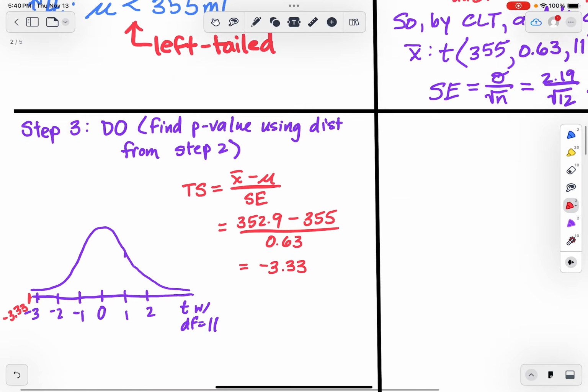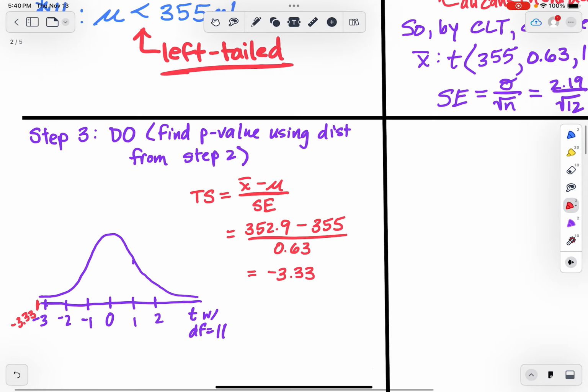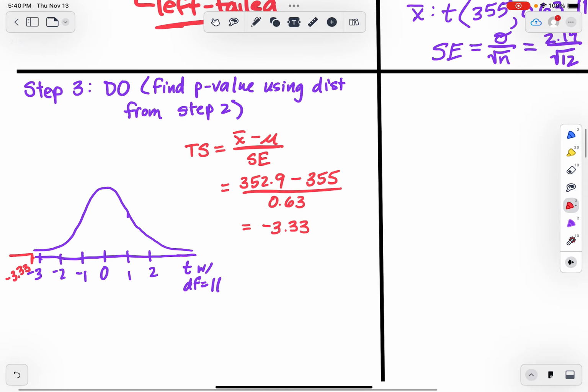-3.33. And again, remembering this is a left-tailed test, that means my p-value is going to be the area to the left. It's really, really small. Really, really small area there. And in order to find the precise area, I am going to need to go to StatCrunch. So let's jump over to StatCrunch.